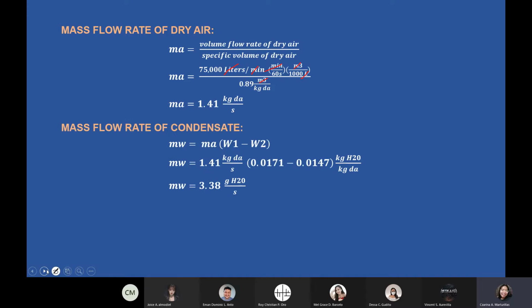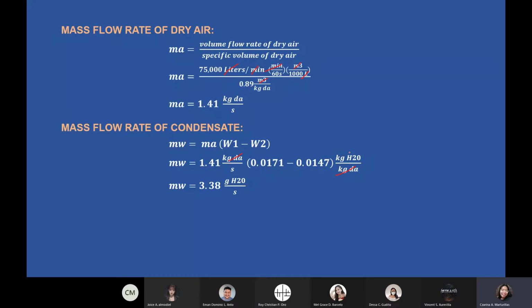Now that the mass flow rate of dry air is done, what remains is the mass flow rate of condensate. We use the equation and again substitute the values and play with the units so that we will be guided on whether the formula we used is correct and the parameter we are looking for is correct. So the kilogram of dry air cancels, and we are left with kilogram of water per second.